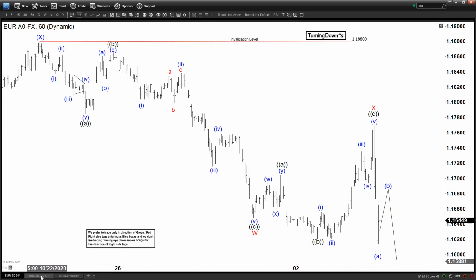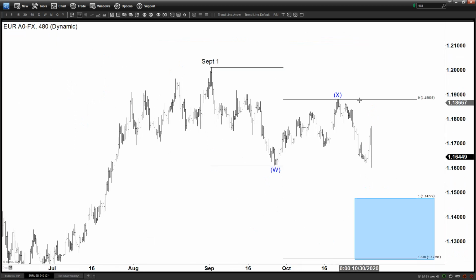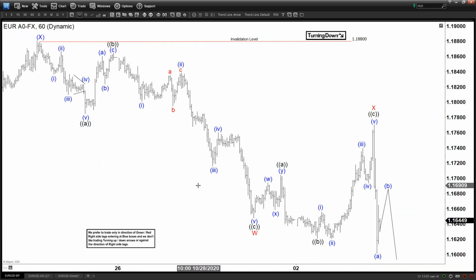So yes, we can see a little bit more downside in the euro dollar, but I think overall, if we take a look at the 4-hour and weekly charts, that suggests this looks to be a correction. Therefore, once this is over, we could see support for the next big move to the upside. All right, so that's the idea for today.